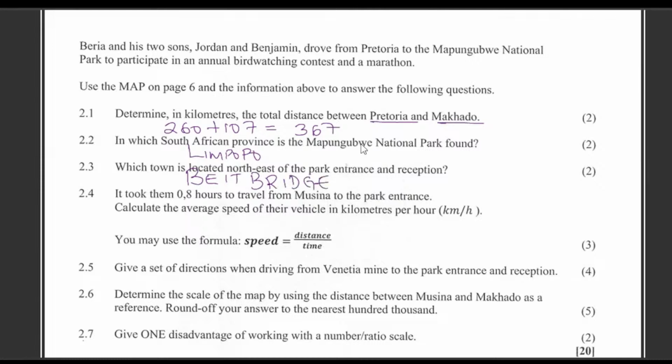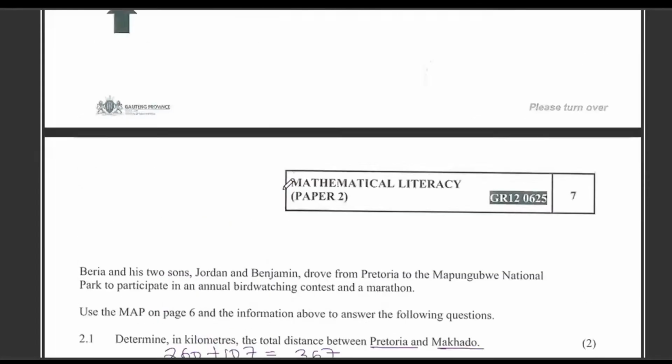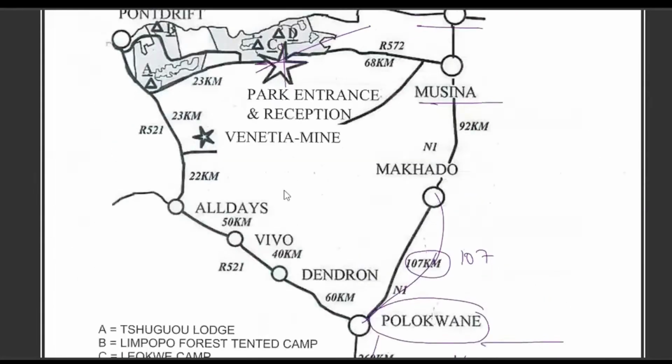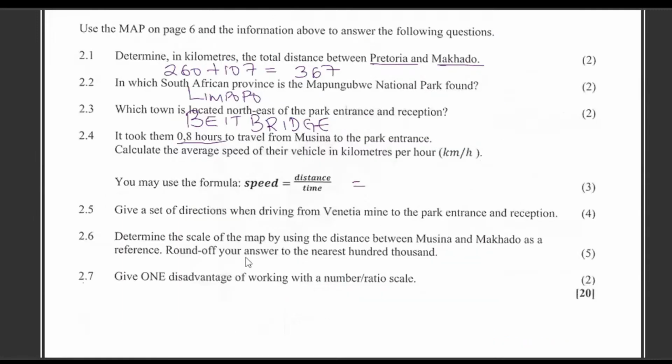Then we come to this other question that says it took 0.8 hours to travel from Musina to the park entrance. Calculate the average speed. Now ask yourself, do you have the distance? Because you already have the time. So you go to the map and look for the distance, whereby we are here, going that side. The distance which we have here is 68.